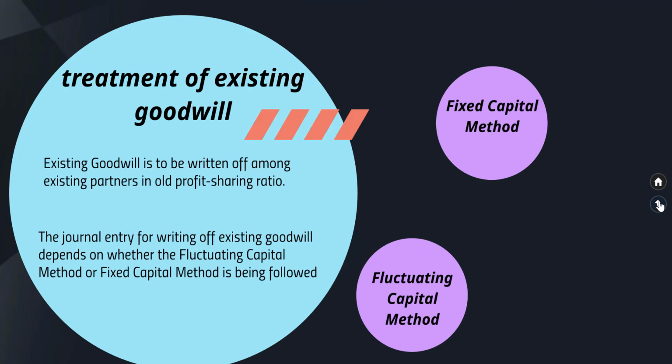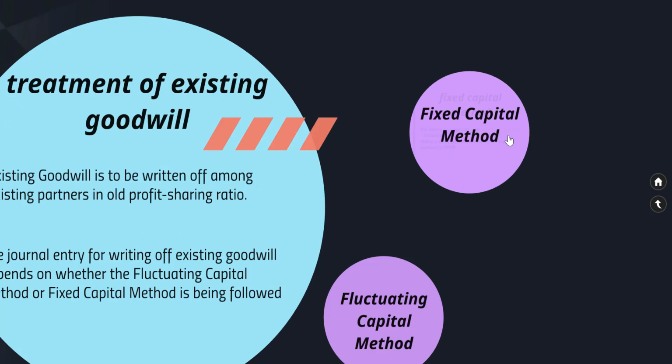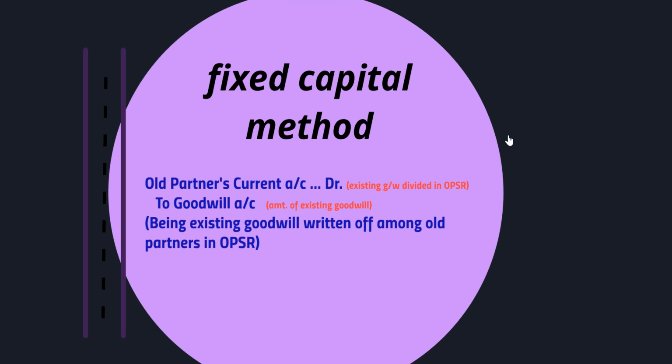What if the fixed capital method is being followed? In this case, after crediting goodwill with the amount of existing goodwill, the partners' current accounts need to be debited with the amount of existing goodwill divided among them in old profit sharing ratio. Narration being: existing goodwill written off among old partners in old profit sharing ratio.